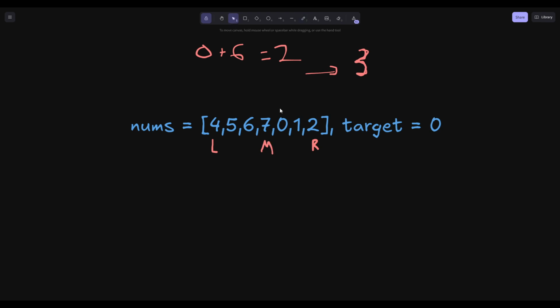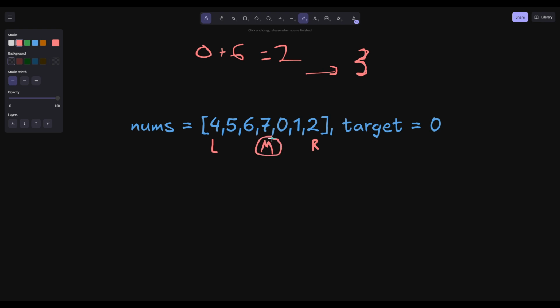And so we're going to check, basically, is this midpoint bigger than the left point, or the left index? Because that's how we know if this portion is sorted or not. And it is. The mid here is bigger than the left index here. So now we need to check in this region here, does the target exist somewhere here?